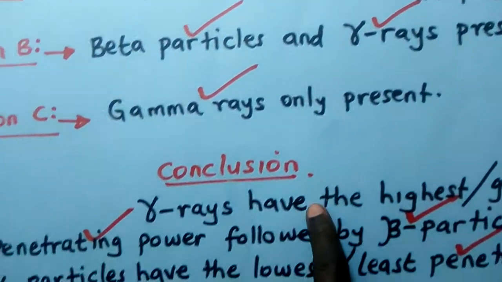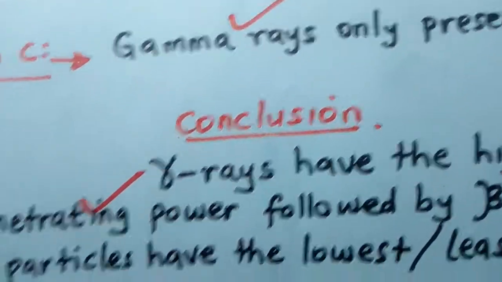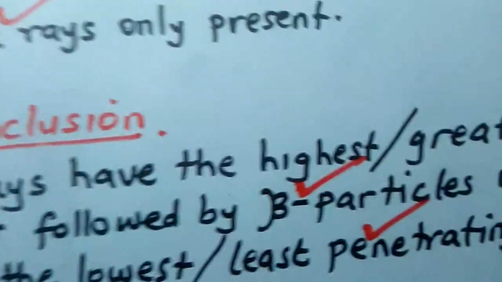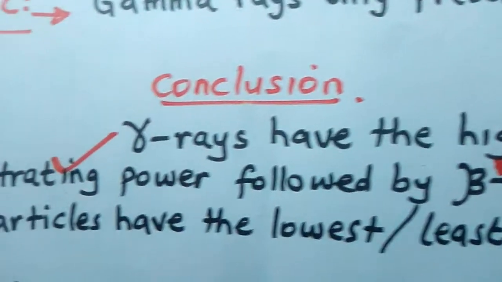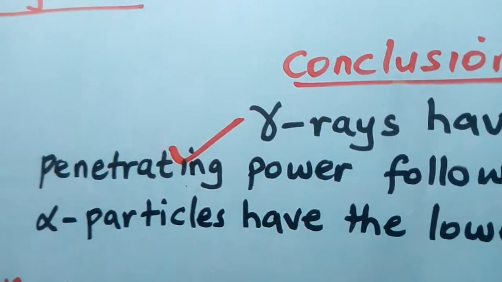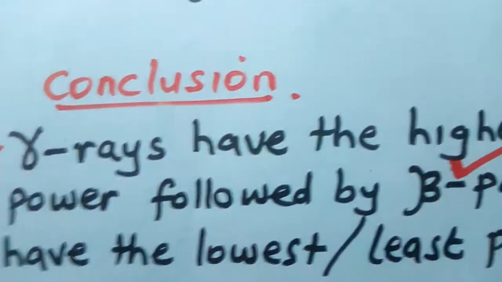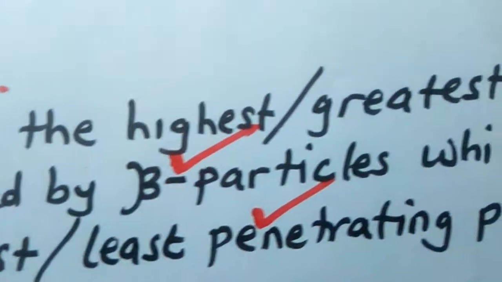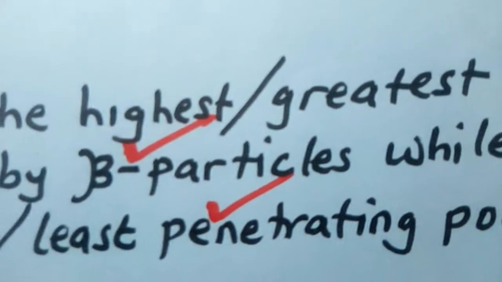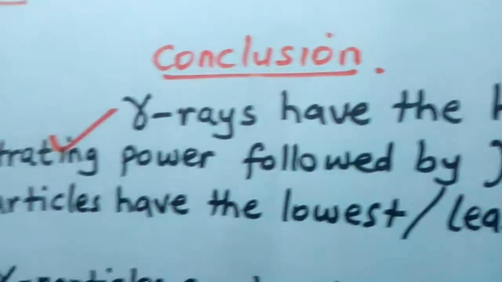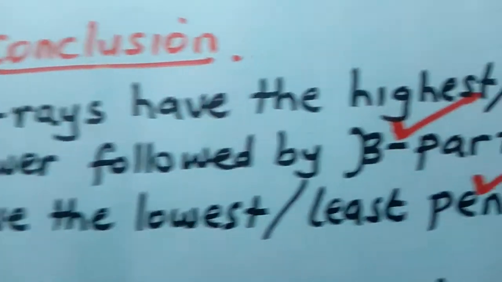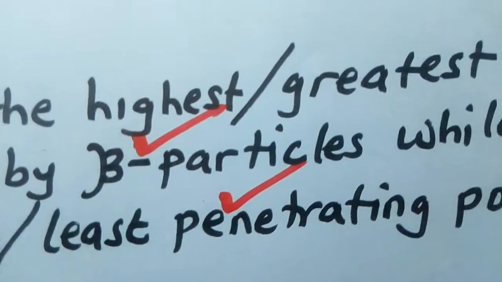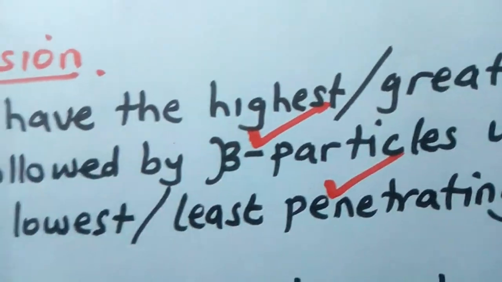So we can conclude by saying gamma rays have the highest penetrating power, or you can say the greatest penetrating power, followed by which one? Followed by beta particles, while alpha particles have the lowest penetrating power, or the least penetrating power.